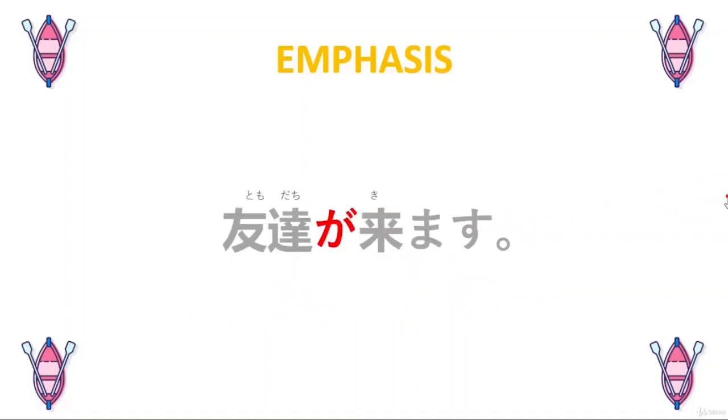For example, tomodachi ga kimasu. Who's coming? My friend is coming. I could say tomodachi wa kimasu. But I'm putting emphasis. Tomodachi ga kimasu. I'm putting emphasis on my friend.